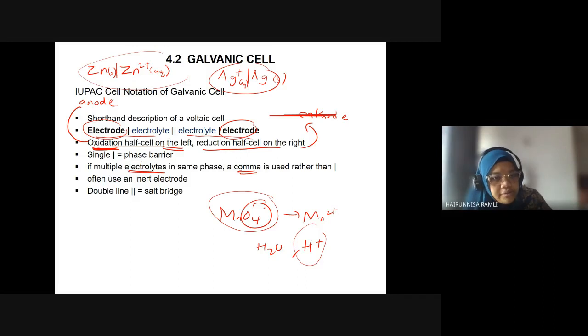Often used and apa yang dia nak cerita kat sini eh. Kalau inert ni samalah eh. Kalau melibatkan electrolyte, ion ataupun gas, you kena guna inert electrode lah. Okay, so double line ni maksud dia salt bridge.